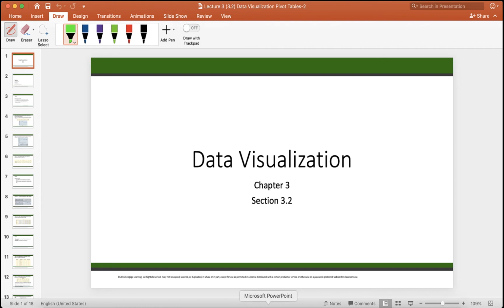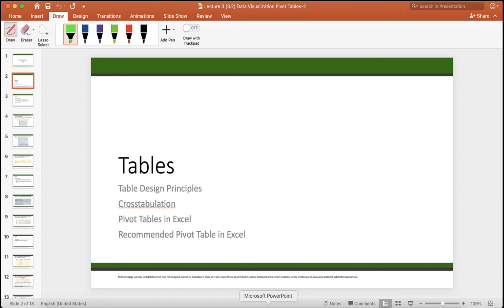Data Visualization, Chapter 3, Section 3.2. We're going to look at tables, and we're going to begin talking about pivot tables, but there'll be a separate video after this showing you a specific example from this set of PowerPoints regarding pivot tables.